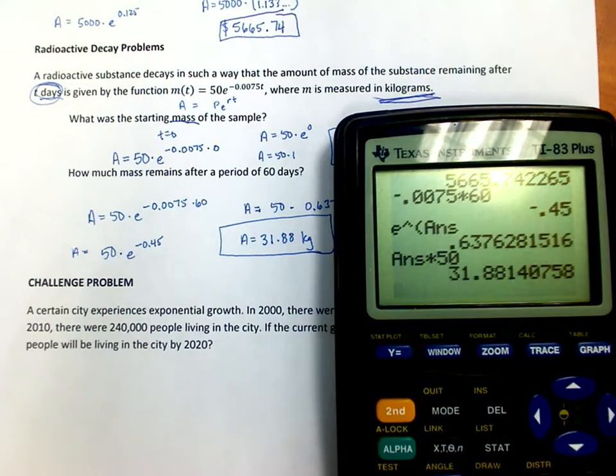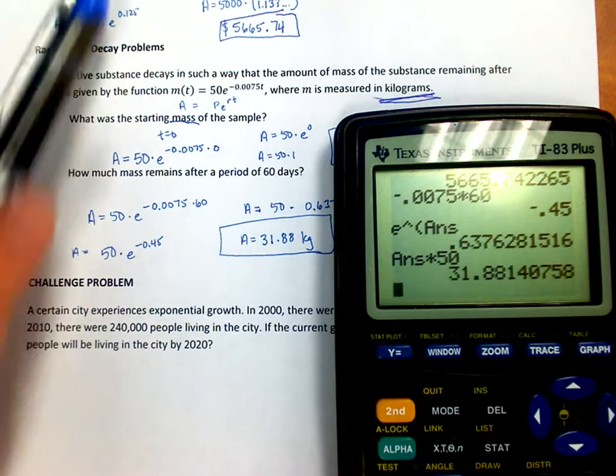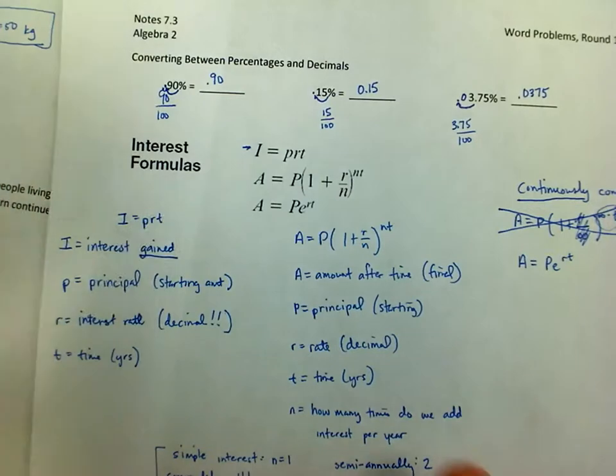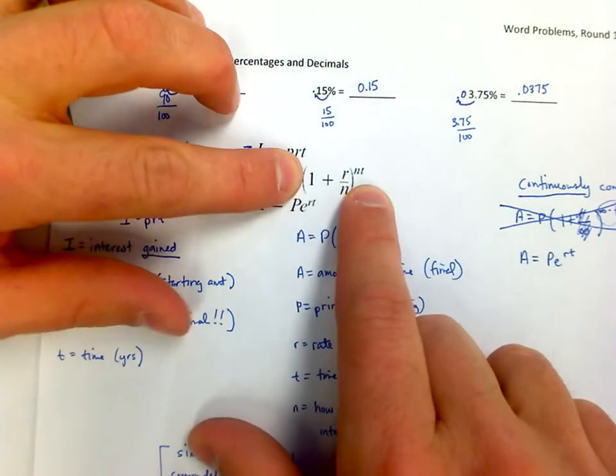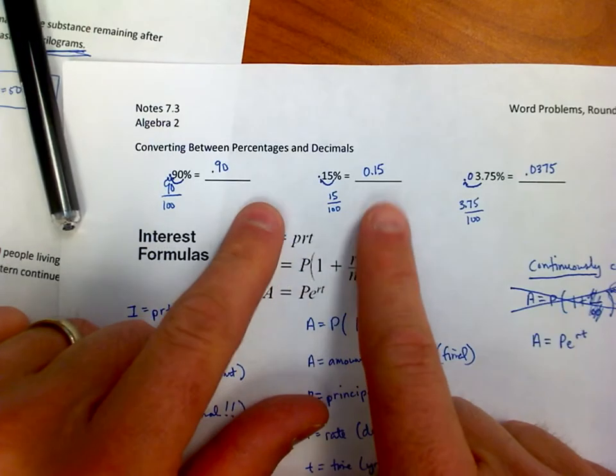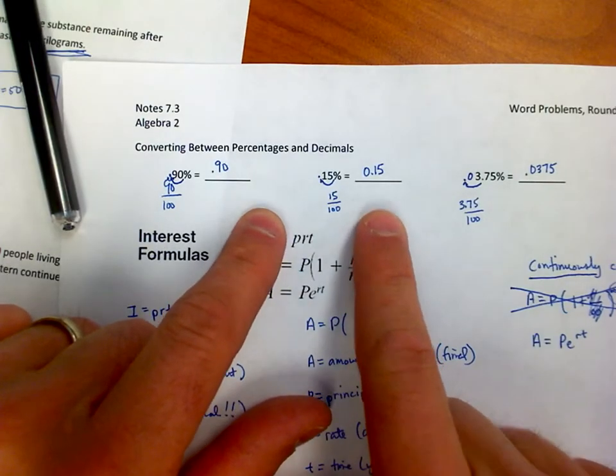Be able to plug and chug, and understand that only e is raised to the power in these formulas here. Please understand that only the thing inside the parentheses is being raised to an exponent over here. And then the biggest catch though, honestly guys, convert those percentages to decimal points before you get going.